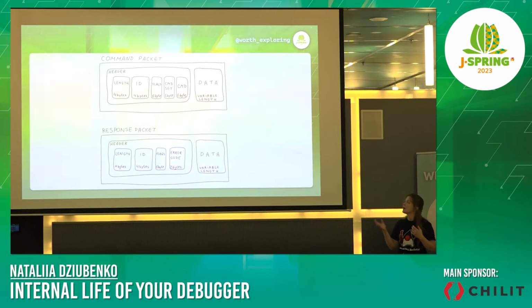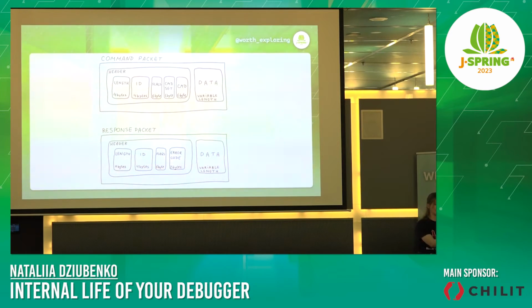There is an ID of command, and the response should match it, so you know what exactly you're getting a response for. And then there are flags, which specify if this is coming from the JVM or to the JVM. And for a command, there is a command set and a command. These two values specify what exactly you want from the JVM.